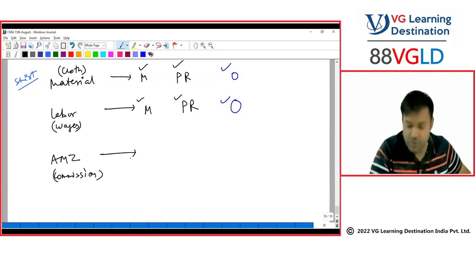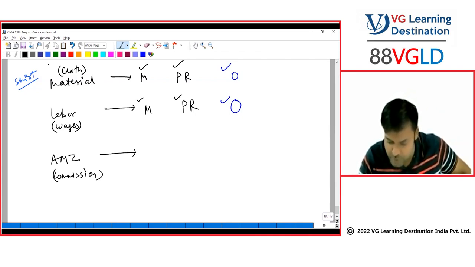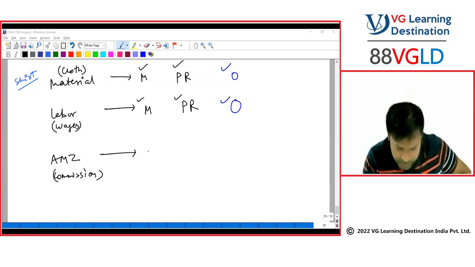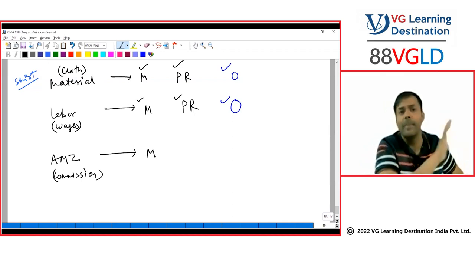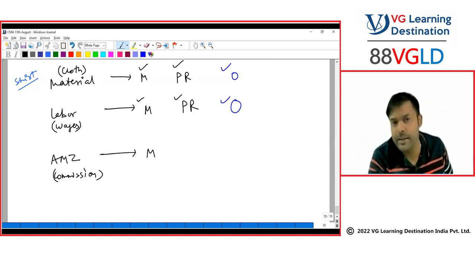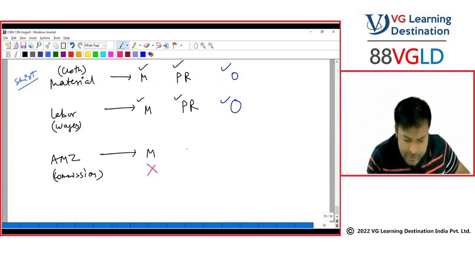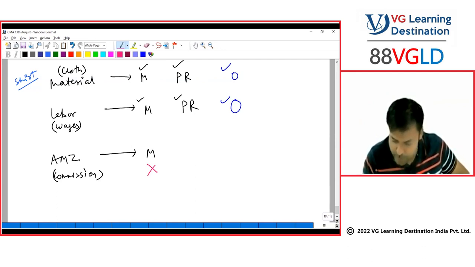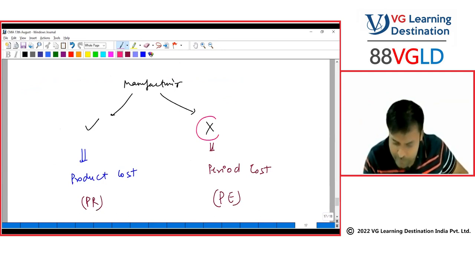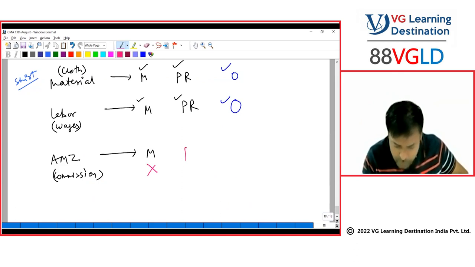Is it related with manufacturing? No, it is not. I made the shirt, now I'm selling it via Amazon and paying the commission to Amazon. It is not related with my manufacturing, right? If it is not related, can I say it is product cost? No. Not related with the manufacturing, then it is going to be PE, period expenditure. Correct. Are we good, everyone?